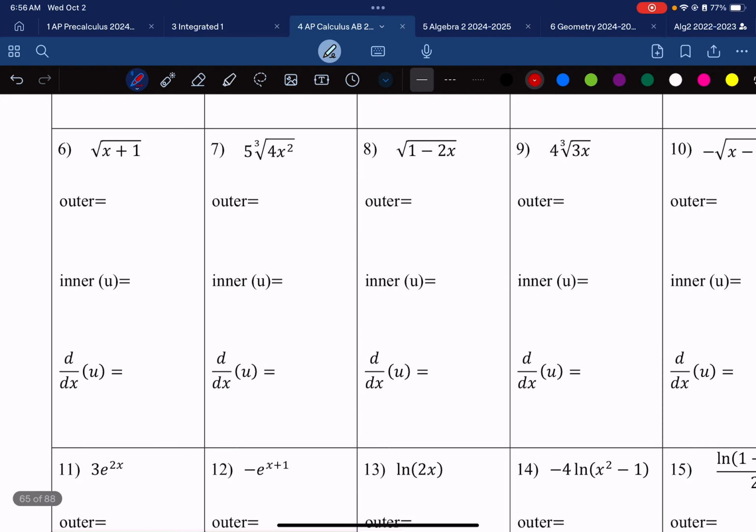And number 6, the outer is a square root function, which is technically correct. You could have also said it's in parentheses to the power of 1/2. This is the same thing, right? And the inside is the x plus 1. And the derivative of that inside, you have to be careful, right? Because the derivative of x is just 1. The derivative of 1 is 0, so plus 0, but we don't write that.